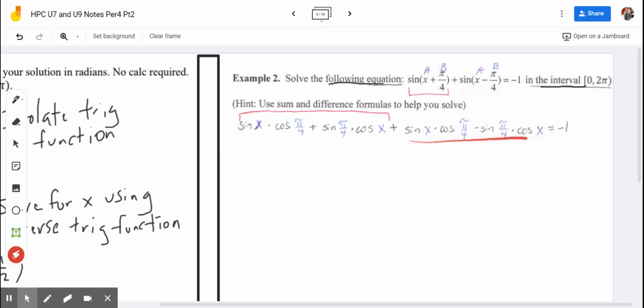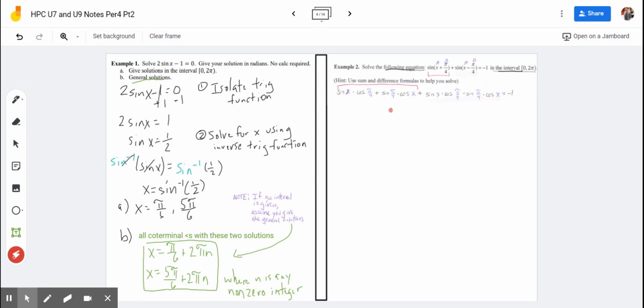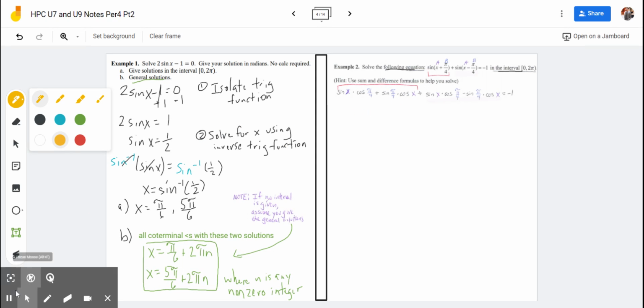And then the second part here is the sine difference formula being expanded. So it becomes sine of x times cos of pi over 4 minus sine of pi over 4 times cos of x. And then equals -1. That hasn't changed. We haven't changed anything about that yet. Okay, so let's continue with this. And what we're going to see next is that there are unit circle values here that we can substitute and simplify to eventually get down to the final answer.